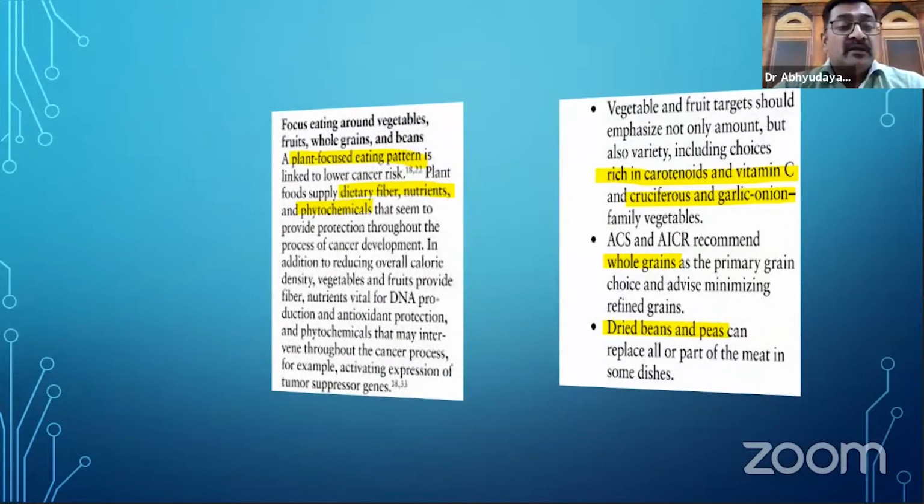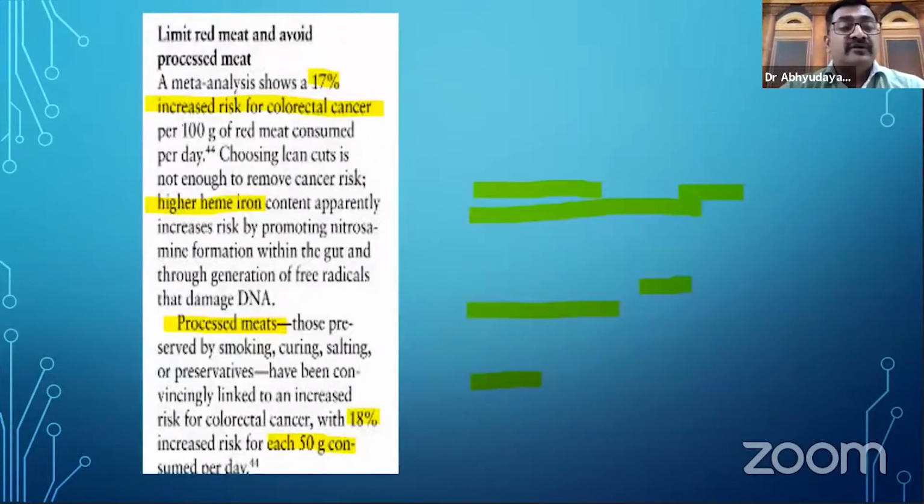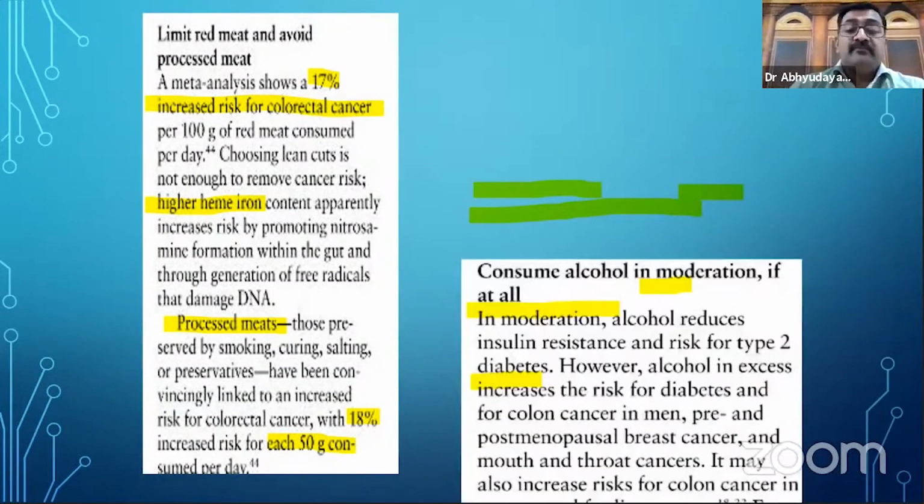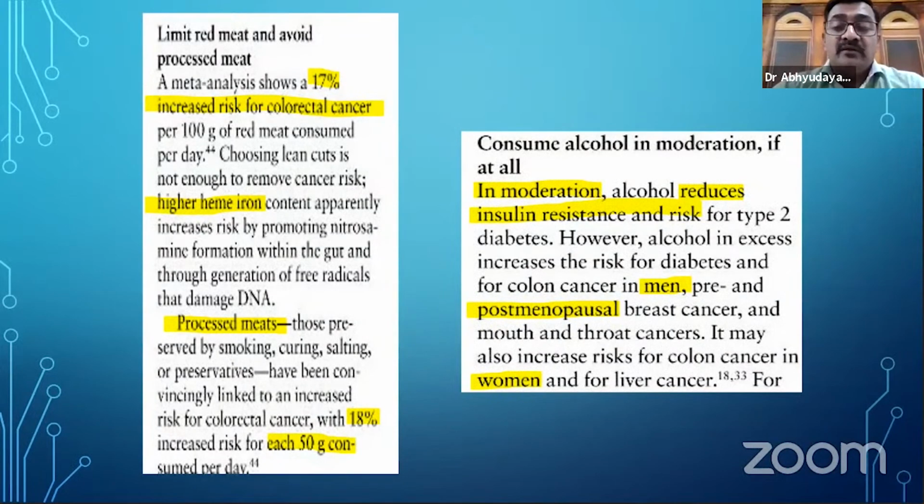A few words about limiting red meat and processed meat. Meta-analysis has shown a 17% increased risk of colorectal cancer per 100 grams of red meat consumed because of its higher heme iron. And processed meat increases risk of colorectal cancer, with an 18% increased risk for each 50 grams of processed red meat consumed. Limit alcohol or consume it in moderation, because alcohol has been shown to reduce insulin resistance and risk for diabetic patients. But on the other side, if it is taken in excess, it increases the risk for colon cancer in men and breast cancer in pre- and postmenopausal females. And in a few females, it may increase the risk for liver and colon cancers also.